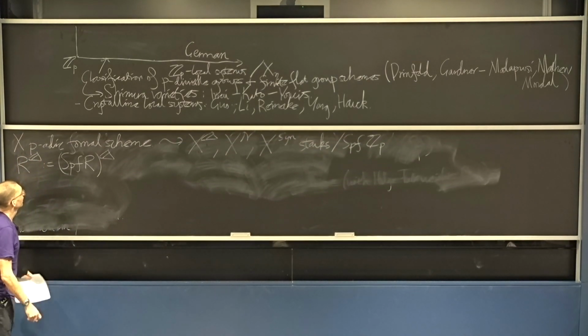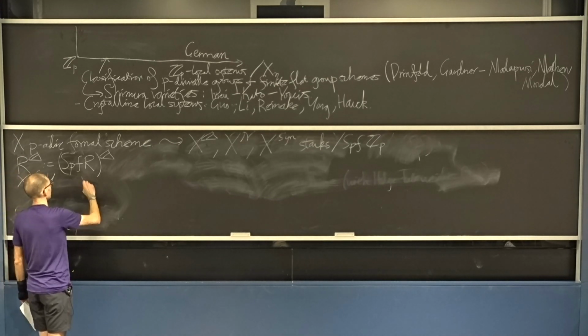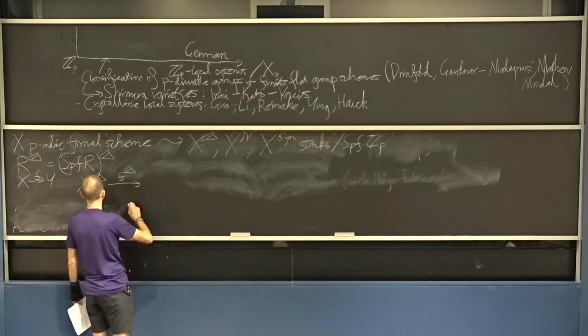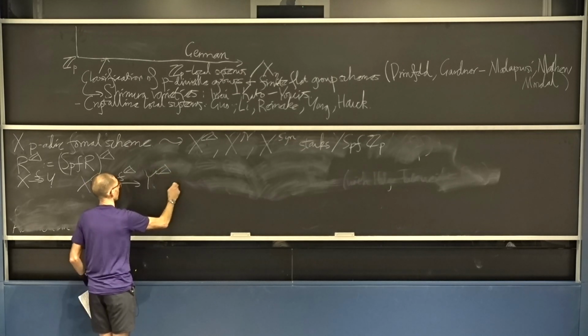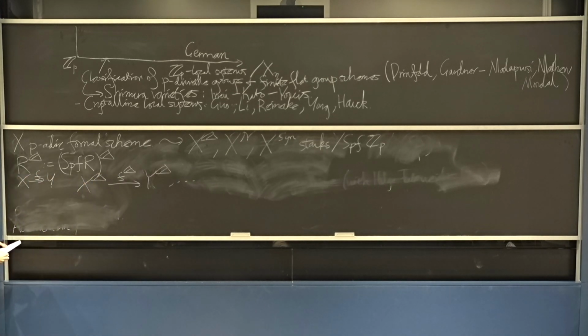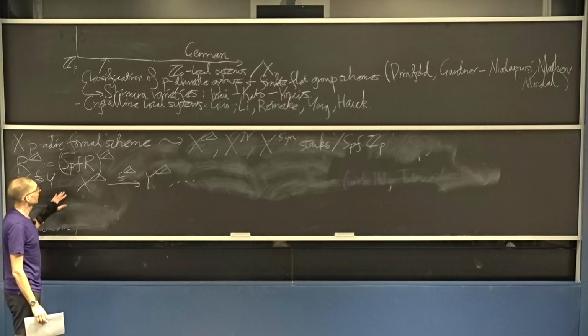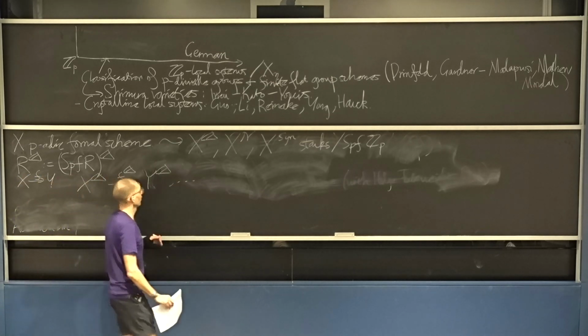So this is functorial in the sense that if I have a map from X to Y, then I get maps between X-prism and Y-prism and so on. Similarly for the Nygaard and syntomic versions. And we'll see a bit later that this X-prism, as the notation suggests, has a lot to do with prisms in the sense of prismatic cohomology.